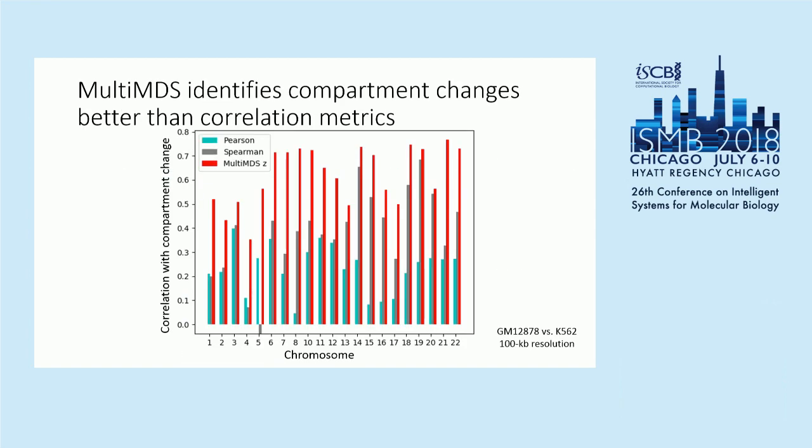So I find that across all chromosomes for the GM12878 K562 comparison, the MultiMDS method shown in red has a higher correlation between the measured relocalization and compartment changes compared to other methods. There aren't really dedicated other methods for doing locus-specific comparisons of Hi-C data. So I just used some simple methods for comparison.